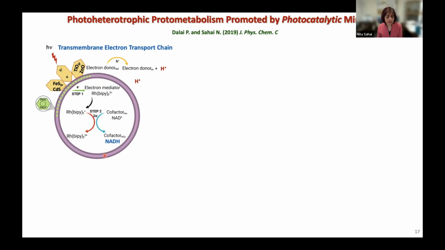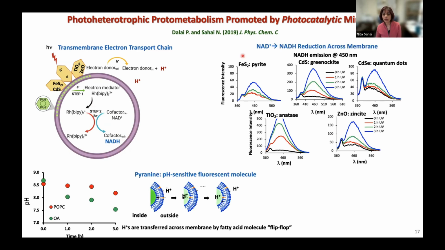To determine whether this is actually happening, we follow the production of NADH inside the vesicle by using fluorescence spectroscopy. And so when you irradiated pyrite, greenockite, etc., different minerals, at 0 hours, 1, 2, and 3 hours, you can see the buildup of the NADH with the emission at 450 nanometers.